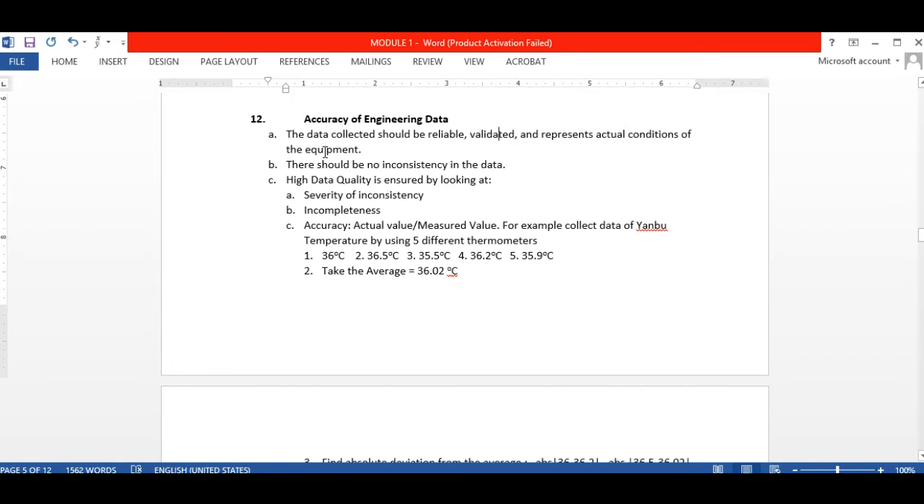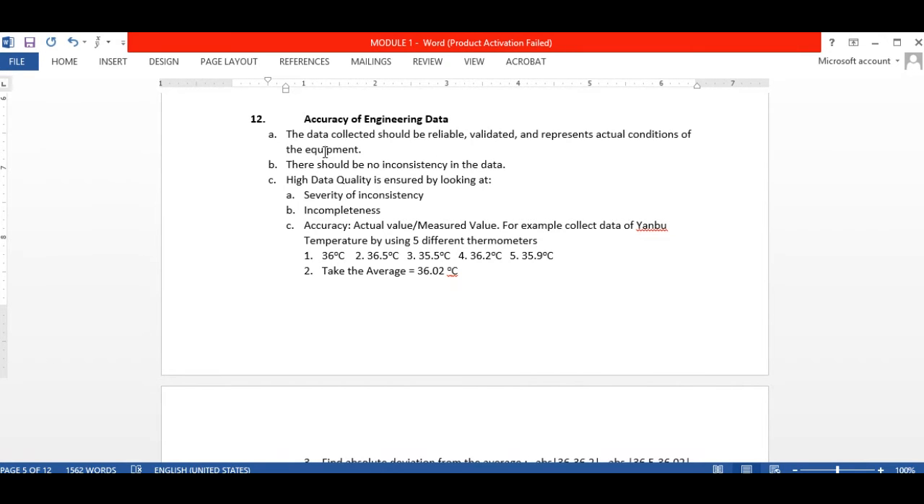For example, you are running the reactor at 400 degrees centigrade. So the data, the rate, should be at 400 degrees. You should not use data other than at 400 degrees. Okay, you cannot put in data which was at 300 degrees centigrade, because that is wrong, right?